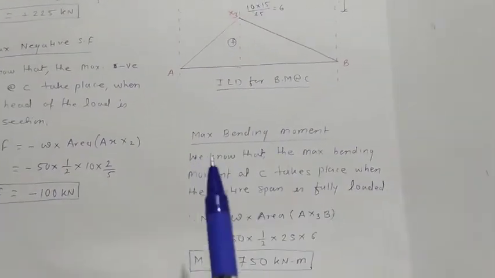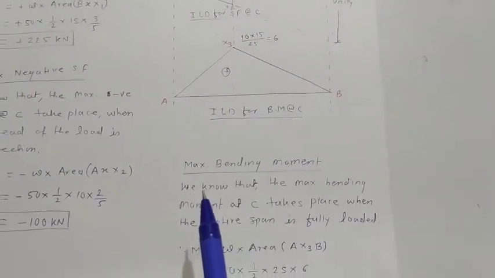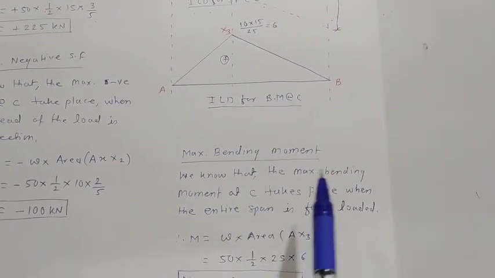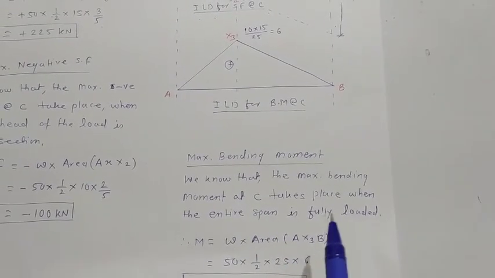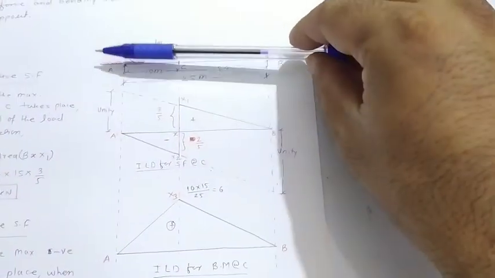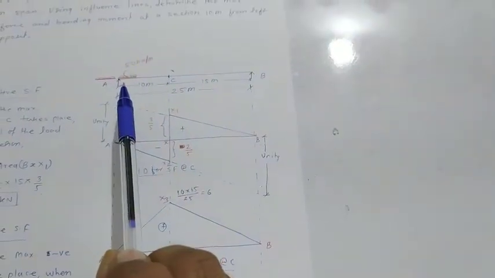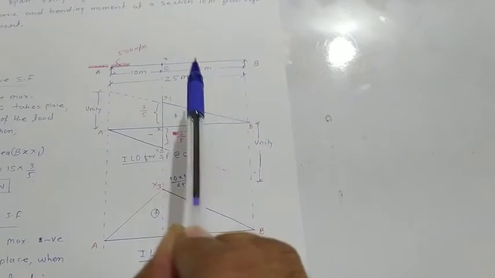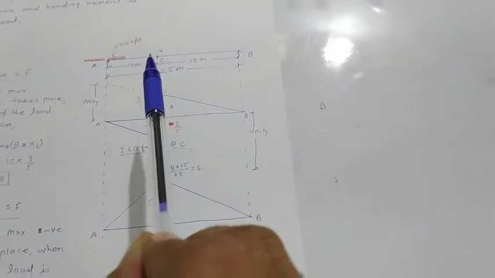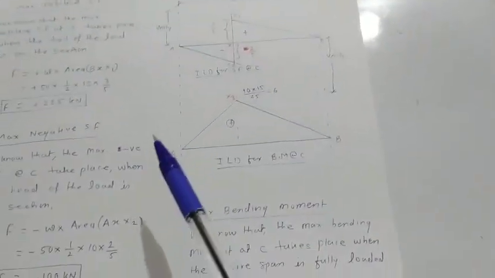Now, next one is maximum bending moment. Find out the maximum bending moment. So the condition is, we know that the maximum bending moment at C takes place when the entire span is fully loaded. Then I have to place the UDL on the entire span from this point to this point. If I place the UDL on the entire span, maximum bending moment will develop at point C.